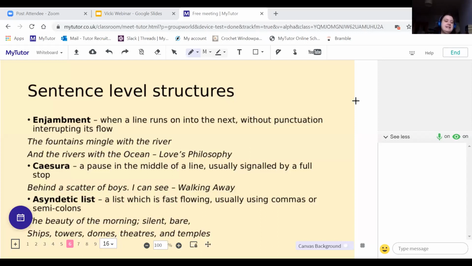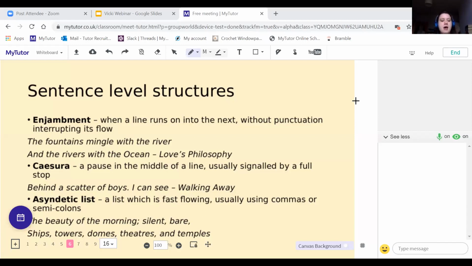Asyndetic list and syndetic list. There are two, and they are tricky to remember the difference. So an asyndetic list is fast flowing. We usually have commas or semicolons. So this is taken from Wordsworth's Westminster Bridge, which isn't in the AQA bundles, but is a very nice poem if you want to go read it, and quite a nice short one.